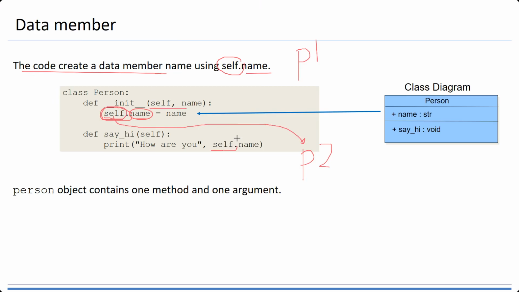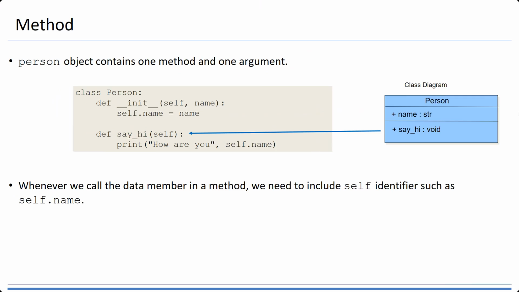That's why we need to define self. And for calling the function, we also need to have self. It is to check which object you are using. In this case, the person object contains one method and one argument. So whenever you call a method, you also need to call self, because whenever we have the self, it refers to this particular object.